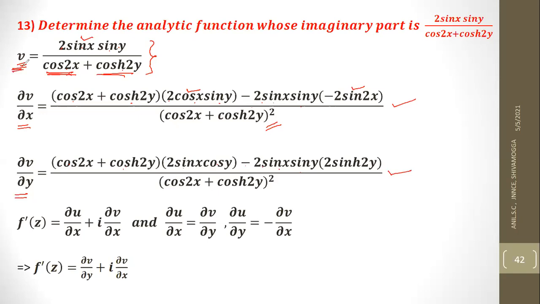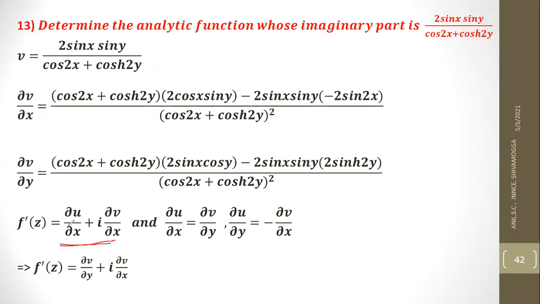These are the two partial derivatives: partial derivative with respect to x, partial derivative with respect to y. This is first working rule. Next, second working rule. Consider f dash z is equal to del u by del x plus i into del v by del x and use appropriate CR equations.